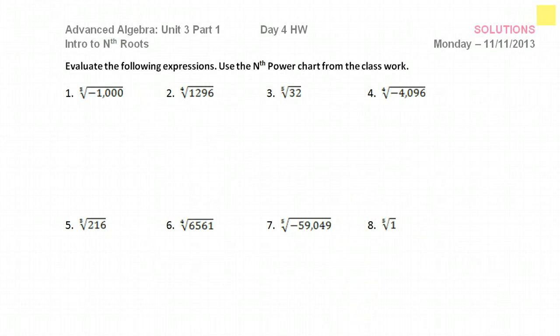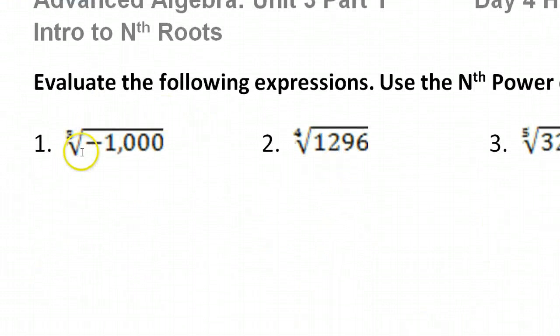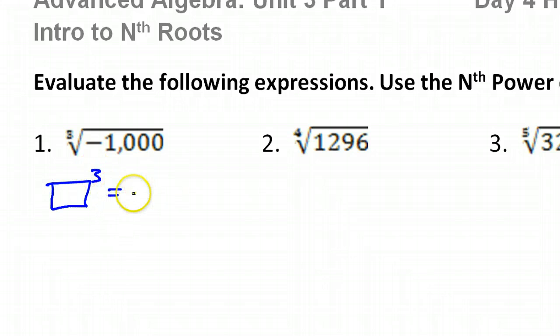Okay, so let me zoom in, because it's not really super clear, the clarity of these problems. This is the cube root of negative 1,000. Now, when you have an odd root, a negative number is just going to stay negative. So you can just think to yourself, what's the cube root of 1,000? And really the question that's being asked here, when you see the cube root, is what to the third power is going to equal negative 1,000. This is really the question.